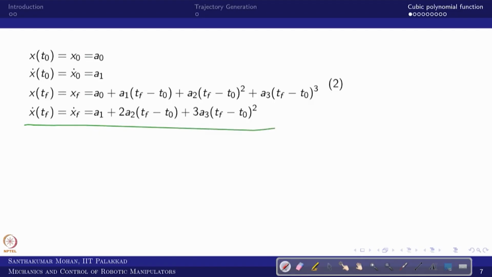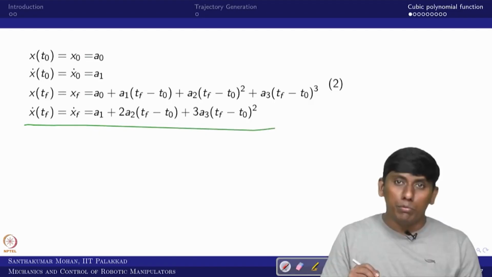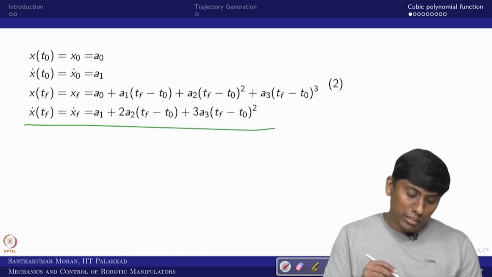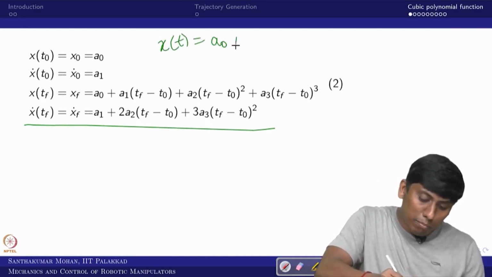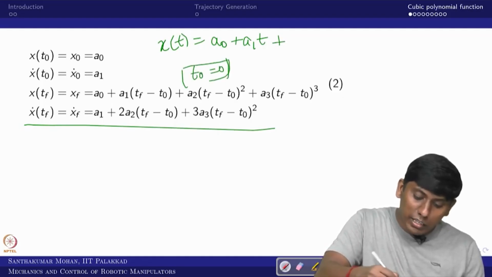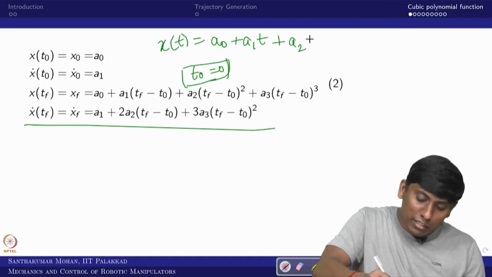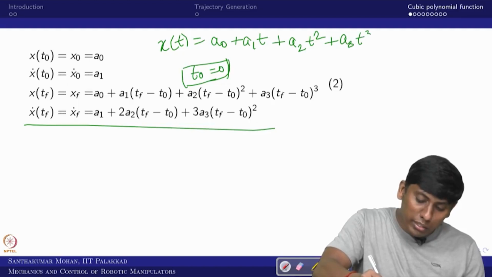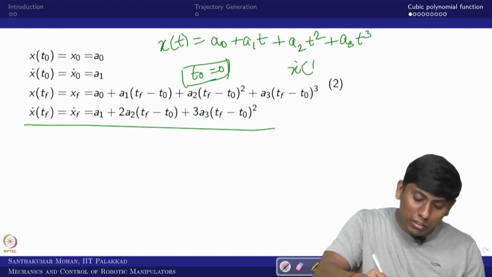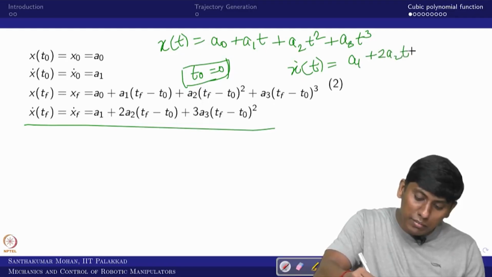Further, if you differentiate, the equation x of t is a0 plus a1 t plus a2 t squared plus a3 t cubed. I am just assuming that t0 is 0. This is an explicit assumption here, otherwise I have to write t minus t0. So in order to avoid that, I am writing this. So what would be x dot of t? That would be a1 plus 2a2 t plus 3a3 t squared.